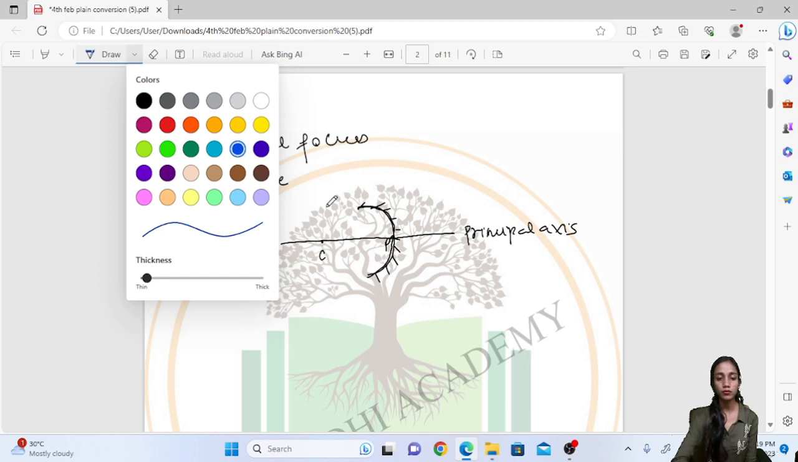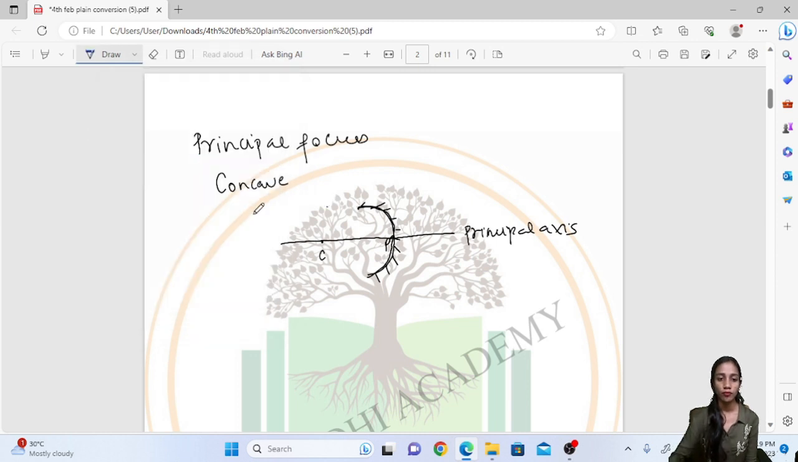So if this is the light ray, this is the incident light ray which is parallel to the principal axis. It is going in this direction, so I have to show the arrow this way. The arrows are very important. So this is one light ray, and many such light rays go parallel to the principal axis and fall on the concave mirror.